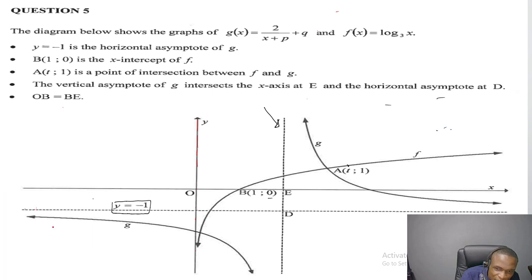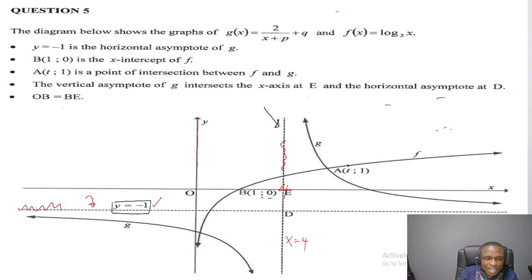Had he said that E is maybe 4 here, we were going to know that the equation of the vertical asymptote is x equals 4. So we are given only the equation of the horizontal one, y equals -1. But we don't have the equation of the vertical asymptote. Both this one and this one are the asymptotes of G.